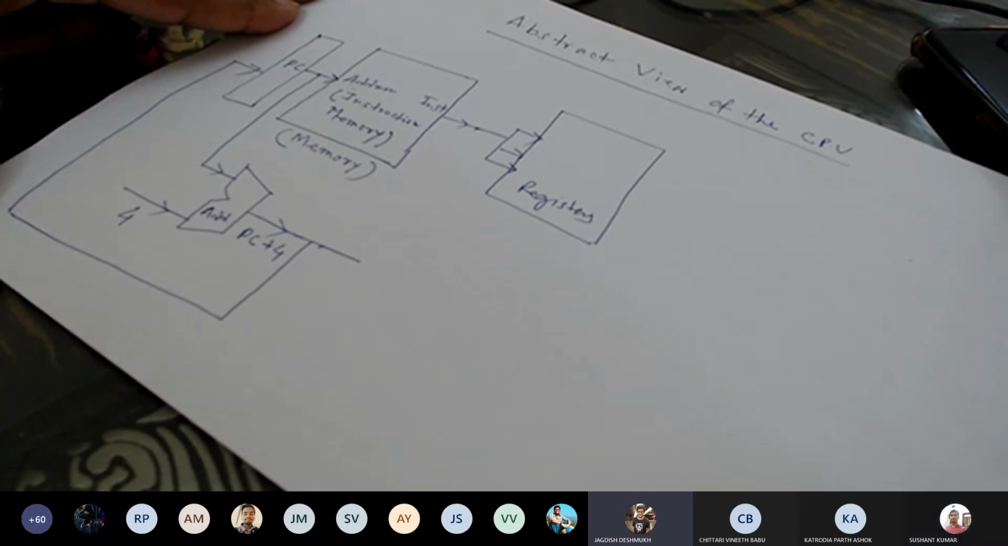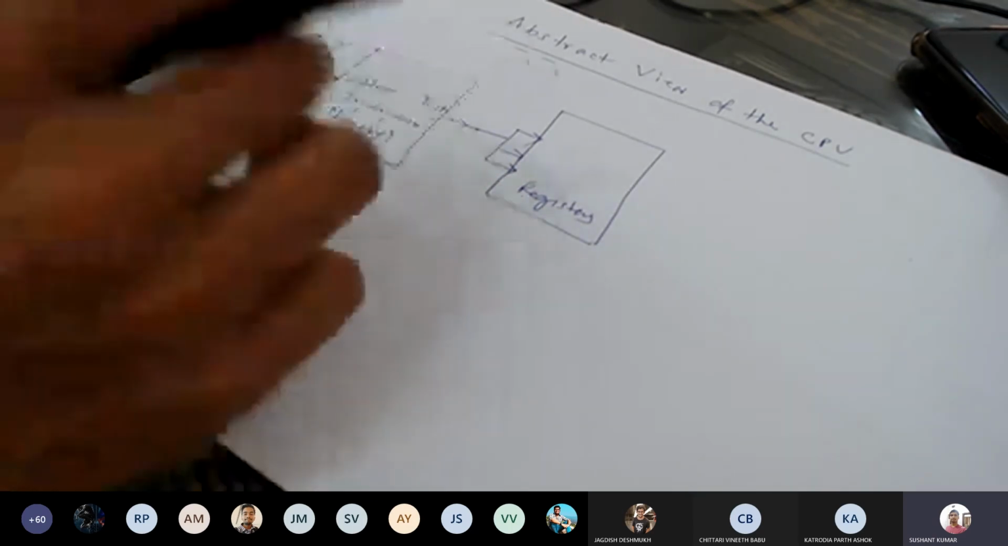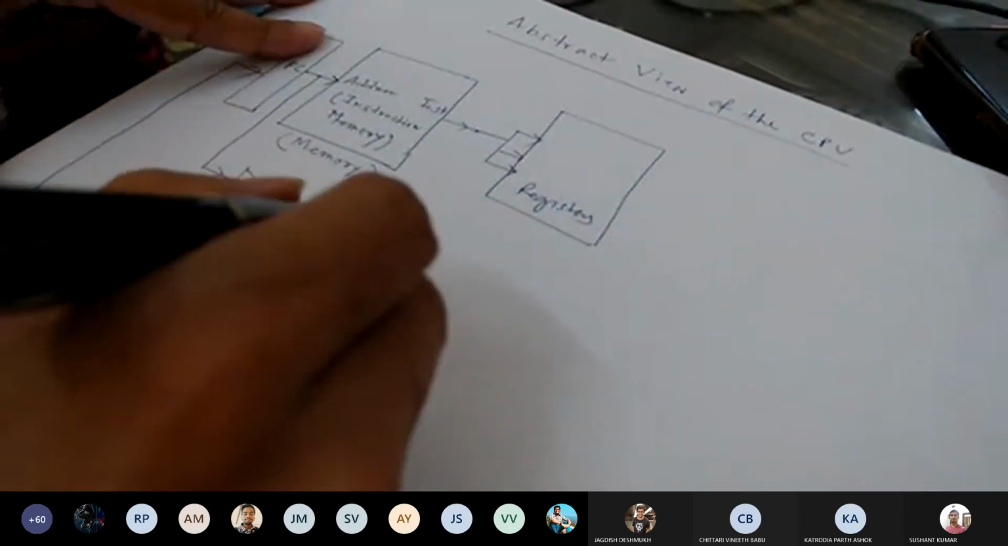Branching. Call and jump. Call and jump branching. So what kind? Any kind of branching. So where do you get the branch values from? Registers. From the instruction itself. Yes, sir. The branch value is given, so some portion you may get from the instruction.